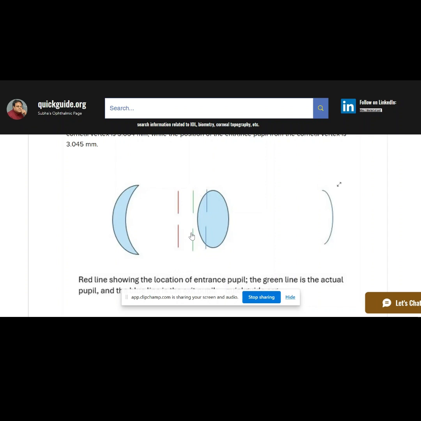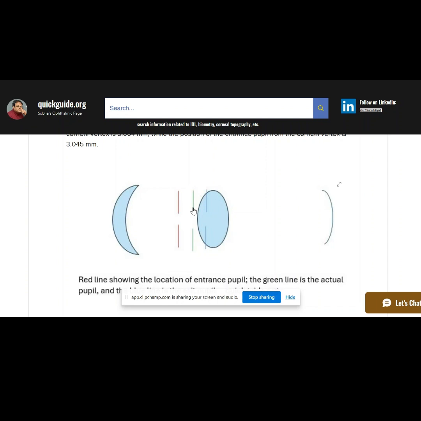The entrance pupil is basically the image of the real pupil, but on the object side. If you look at the anterior of the iris, this is what you're measuring. This red line is what you are actually getting the value of in the optical biometric machine. And this value is larger. The entrance pupil value is actually larger than the physical pupil. That is what I have explained in this article.